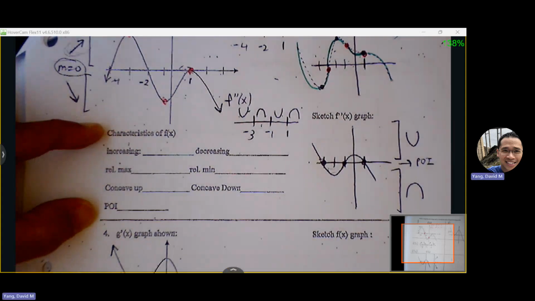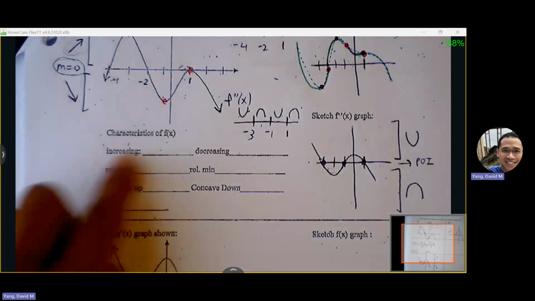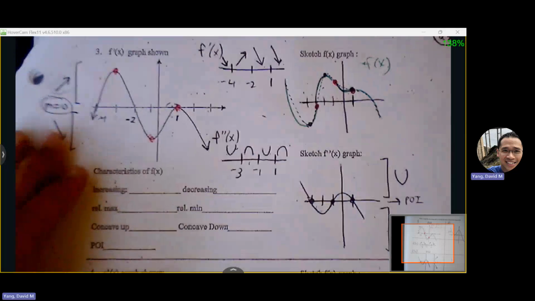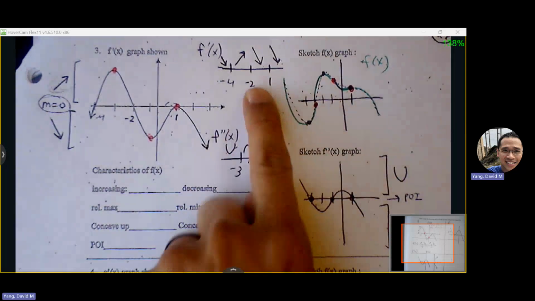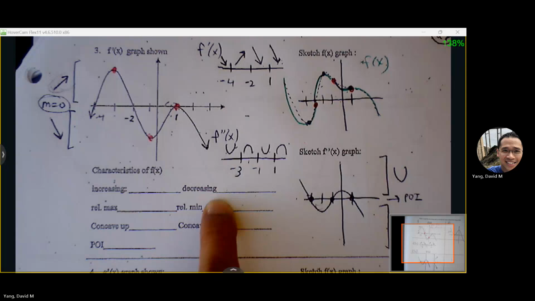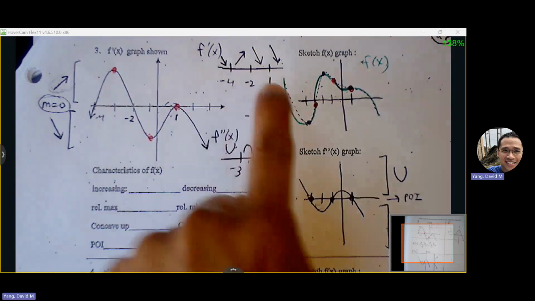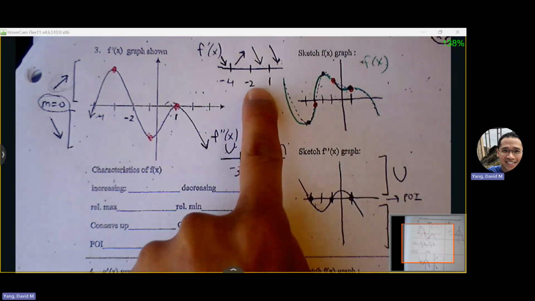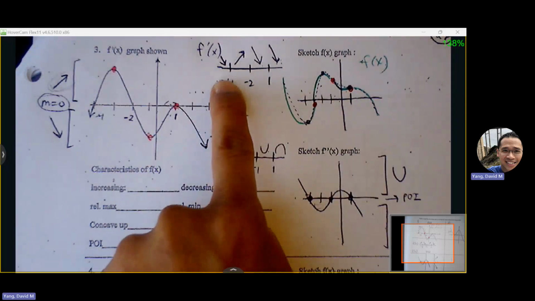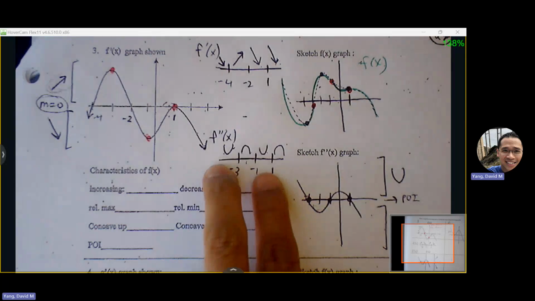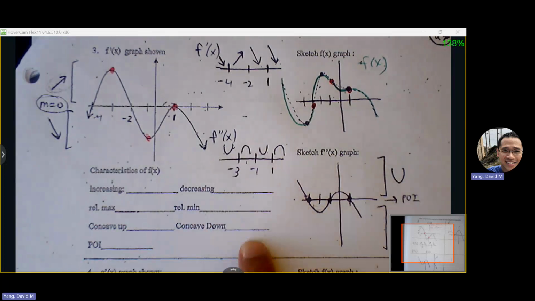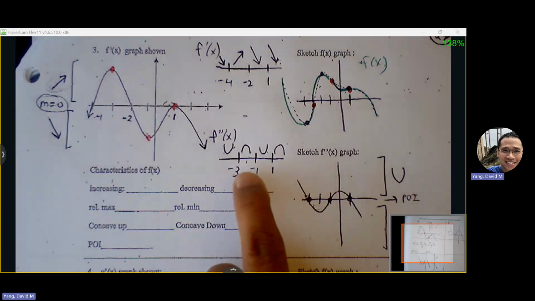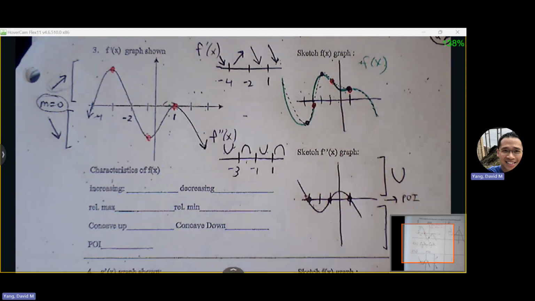Saving the easiest part for the end, all these characteristics you're just pulling directly from your sign line. Increasing would be from -4 to -2. Decreasing would be from -infinity to -4, -2 to 1, and 1 to infinity. Relative max, -2. Relative min, -4. Concave up, -infinity to -3, -1 to 1. Concave down, from -3 to -1, from 1 to infinity. Points of inflection, x equals -3, -1, and more.